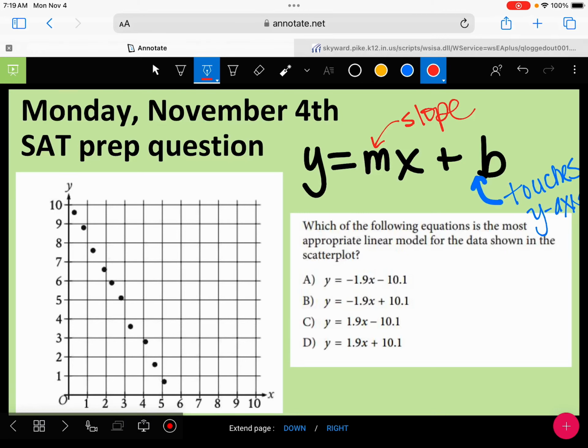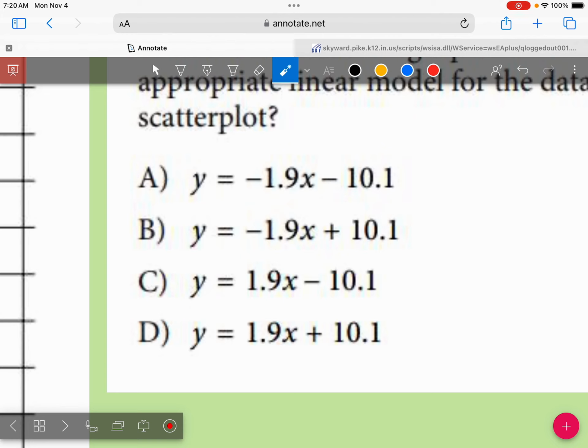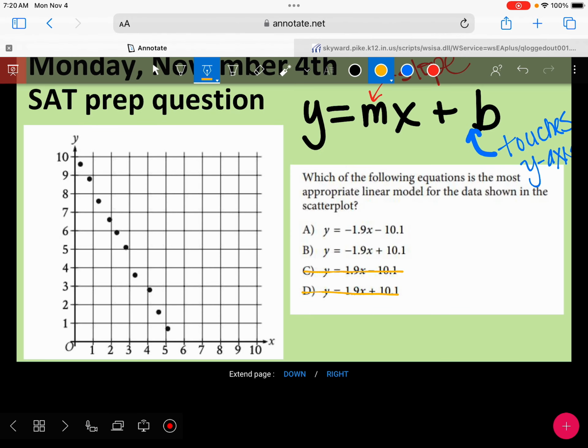So looking at this graph, does it look like these points are going up or down? Down? Who agrees that it's going down? All right, so because it's going down, we know that the slope should be negative. And if I zoom in at these two, notice how this has a positive number and this has a positive number. So we can actually cross out those two options. It's either A or B.